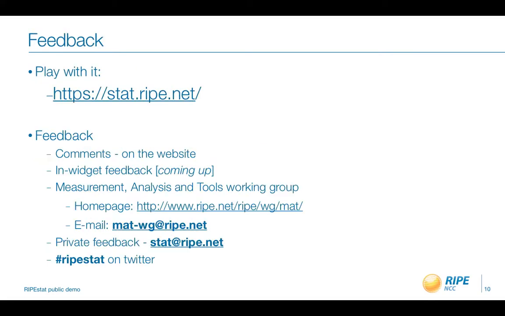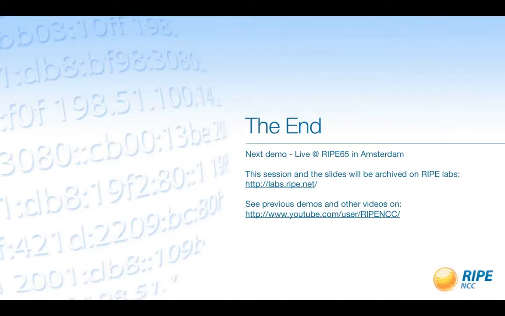Okay, so a final word on how you can get in touch with us. Please play with all the new features and don't hesitate in getting in contact with us through any of the channels mentioned here. You can do it either publicly via the comment section on our website or through the Measurement, Analysis and Tools Working Group. Or you can also send us your feedback privately using the upcoming in-widget feedback form or just write us an email. So that was it for this time.